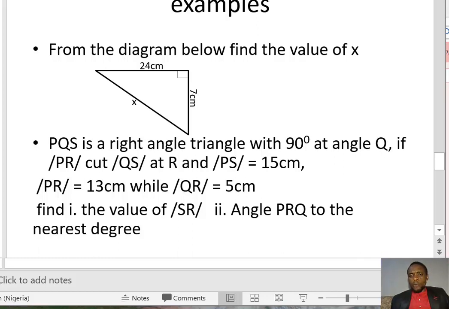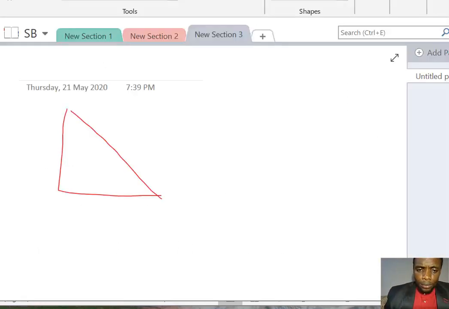The first thing we need to do is to sketch the diagram. From this statement, we're told that PQS is a right angle triangle. So we draw the right angle triangle PQS. And we are told that the 90 degree angle is at Q. So this is 90 degrees. So this is PQS.